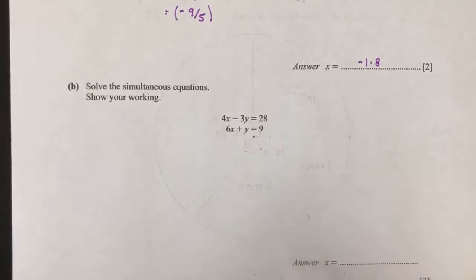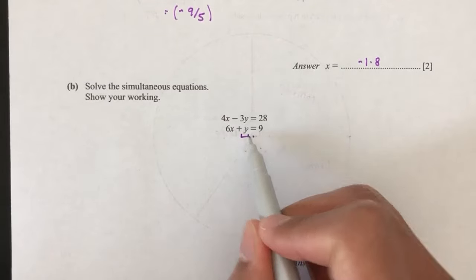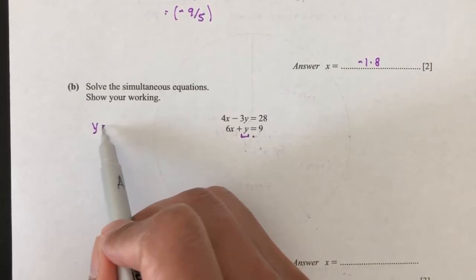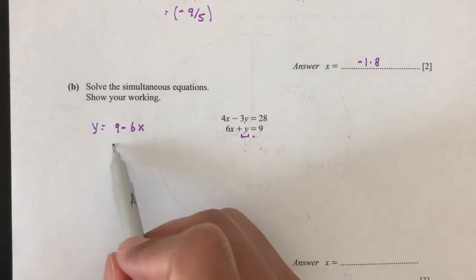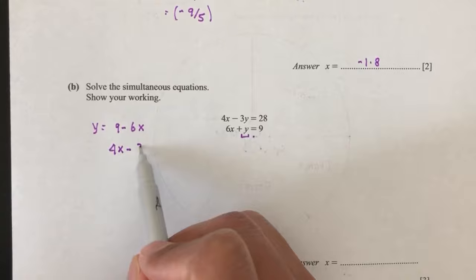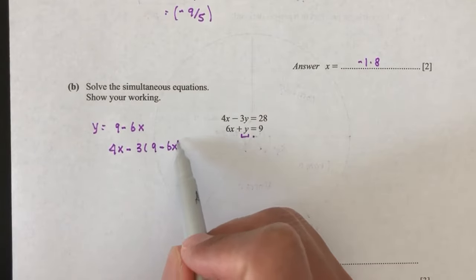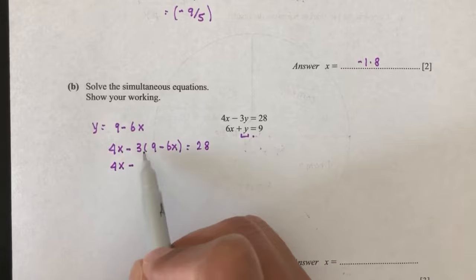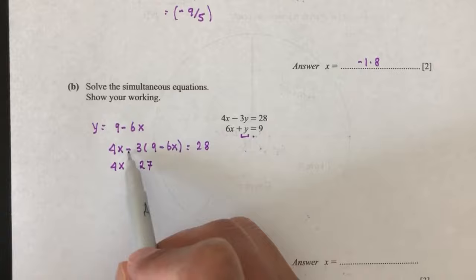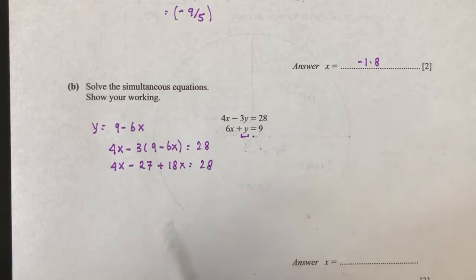Now part B is solve this equation. So here we have y already. So we make y the subject of formula. That will be 9 minus 6x. Now for the first one, we have 4x minus 3, y. Y is 9 minus 6x equal to 28. So we have to expand the brackets. Will be minus 27 minus minus is plus 18x equal to 28.